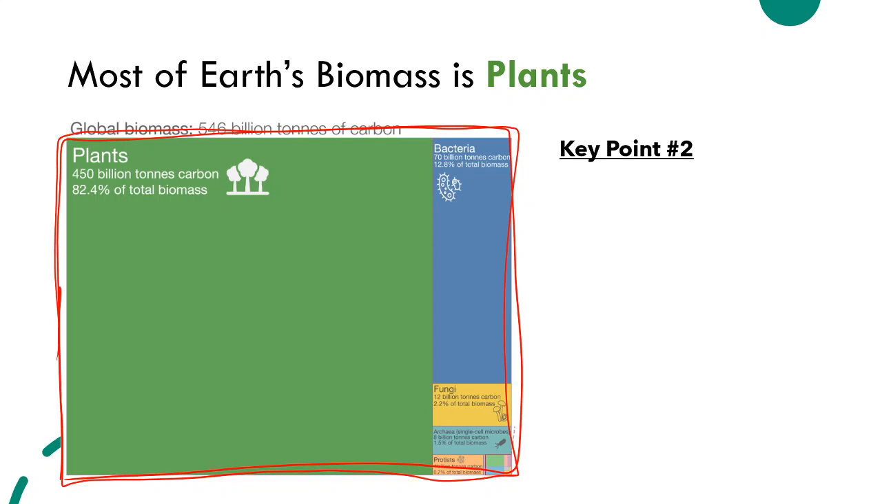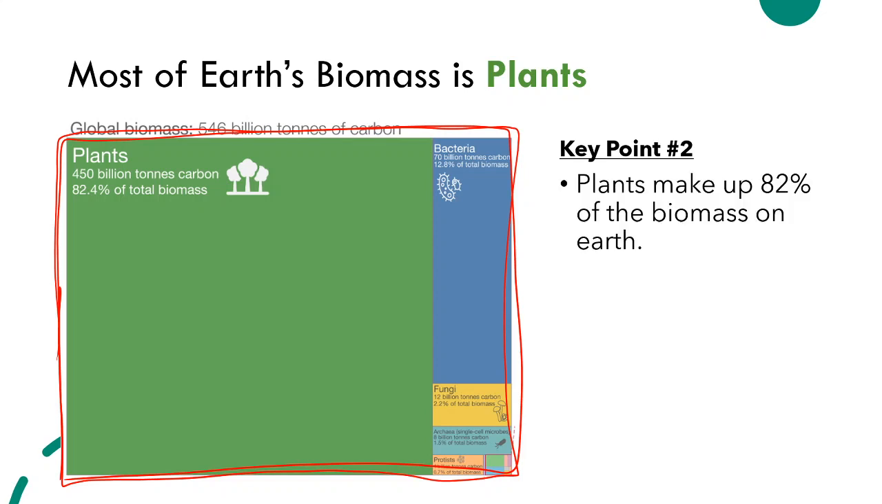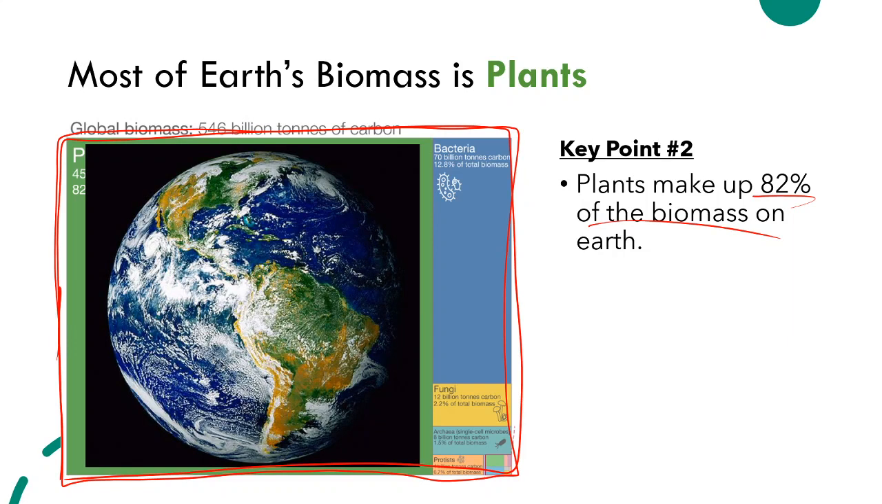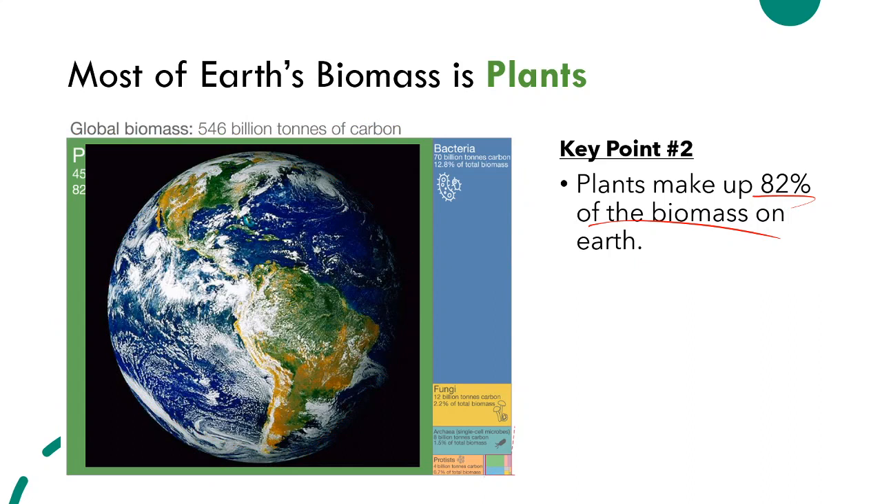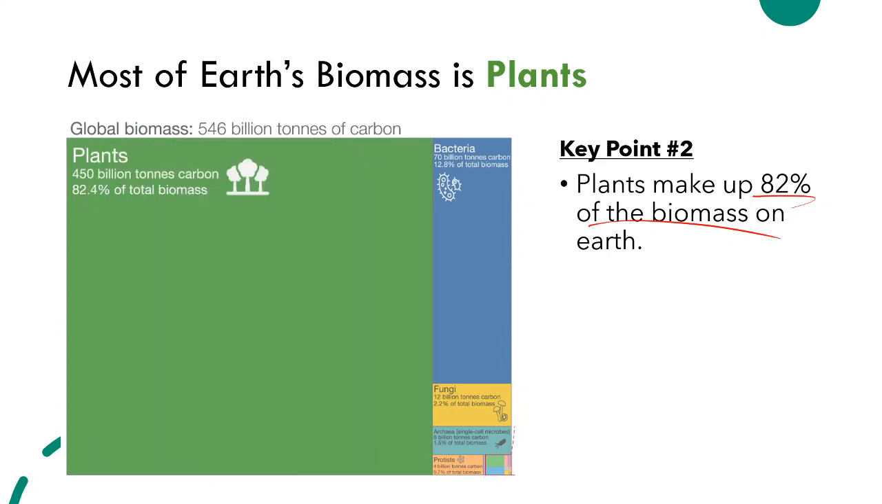Now that makes sense because there are so many plants on Earth. They make up 82% of the biomass. There are so many plants on Earth that you can even take a picture of the Earth from space, and all that green that you're seeing is all the plants that exist. And all the forests and even the grasslands, all that. Right? So it makes sense that there are so many plants on Earth. They add up to so much biomass.